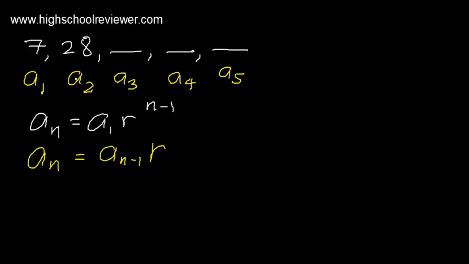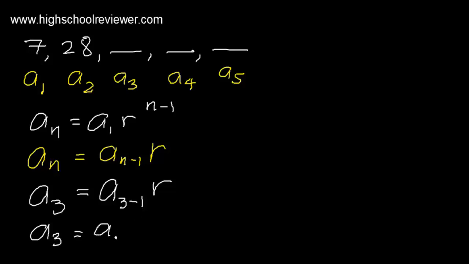So for example, in our given, we have a sub 1 and a sub 2. Let us find a sub 3. To find a sub 3, our formula would be a sub 3 equals a, our n here is 3, so 3 minus 1, multiplied by r. So this will be a sub 3 equals, 3 minus 1 is 2, so this will be a sub 2 multiplied by r. Okay.